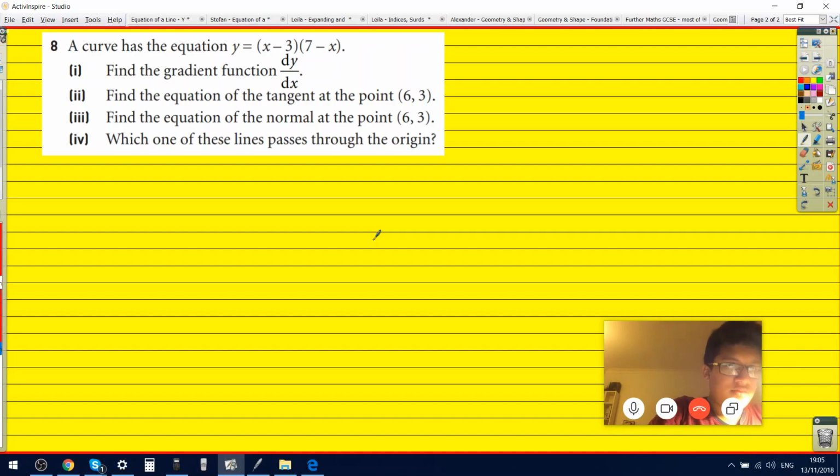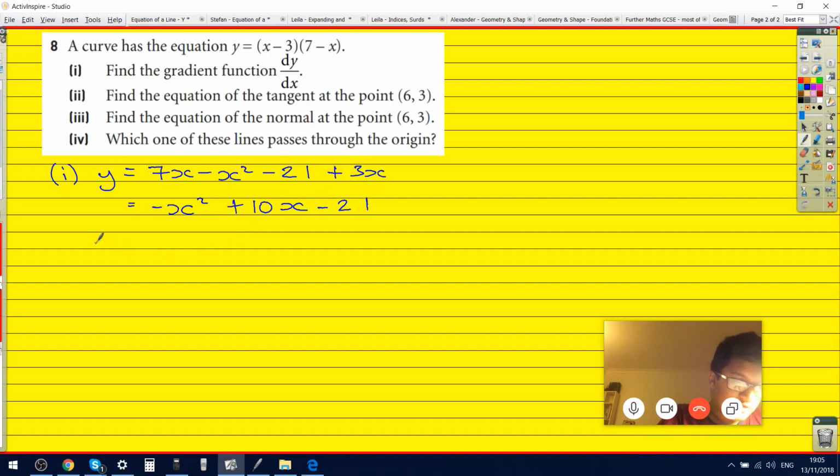So if we expand the bracket, we get 7x minus x squared minus 21 plus 3x, and this equals minus x squared plus 10x minus 21. And you can do the dy by dx here, so that would equal minus 2x plus 10.